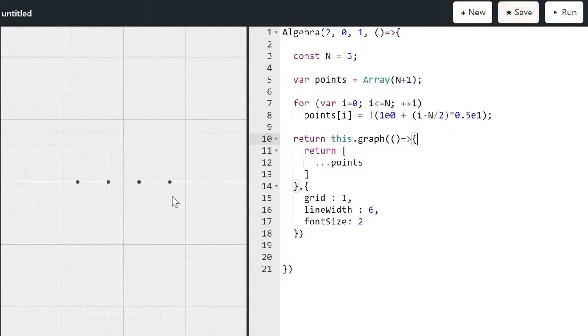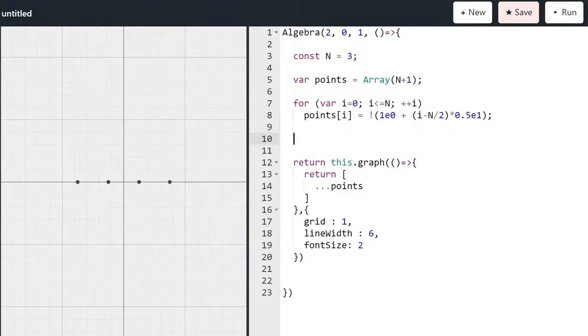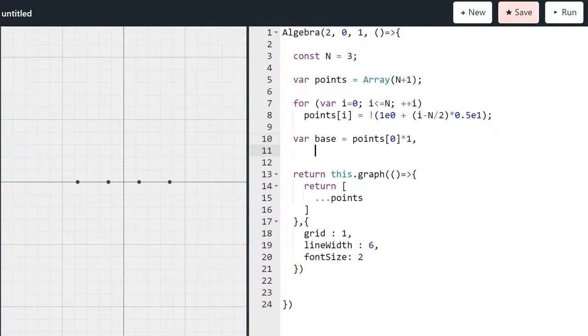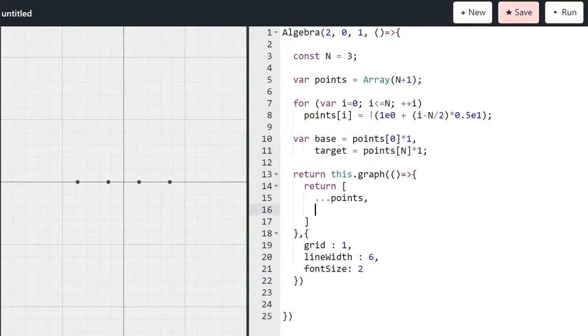We got our points. So these are 4 points. Now we need a base point and a target point. And let's just take the first point. I'm going to force a clone here, and the target, the last point. And we'll render those in a different color.